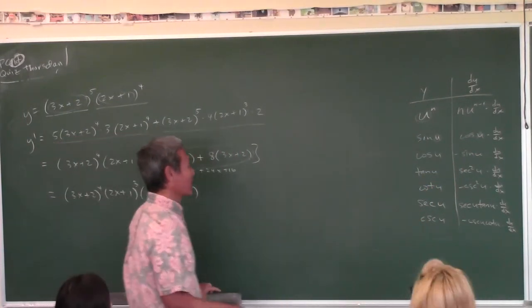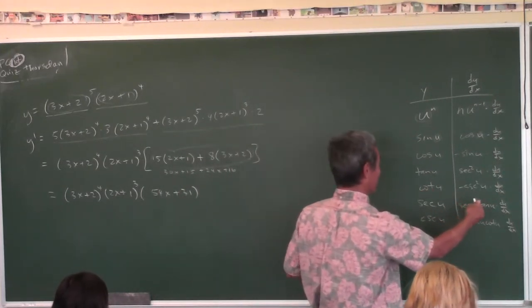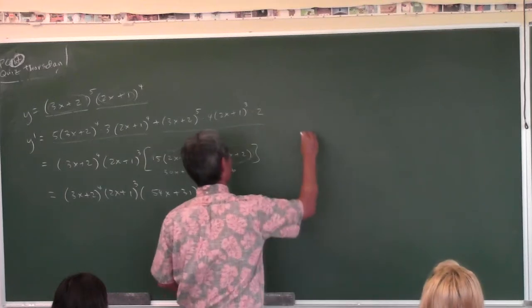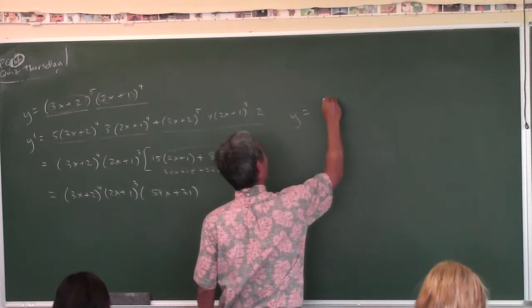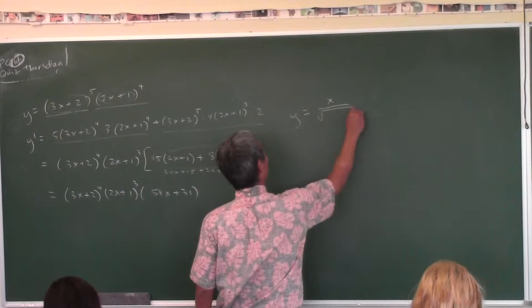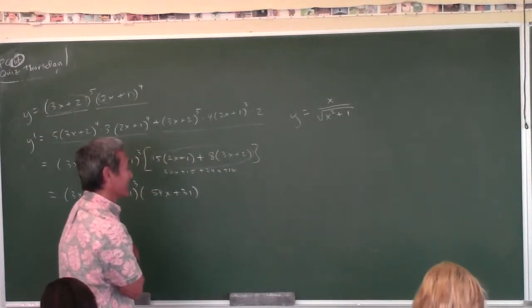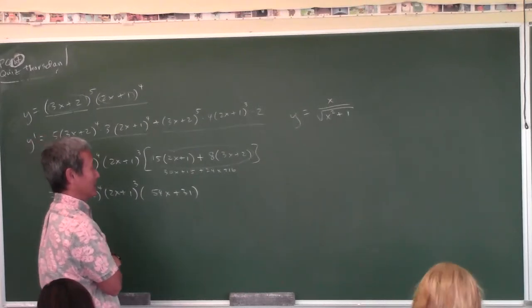Okay, let's look at one. Can I erase this one now? Because you guys know what's going on. Let's look at it. In fact, this might be one of your homework problems. I'm not sure. y equals x over the square root of x squared plus 1. I think it is one of your homework problems, but what the heck?